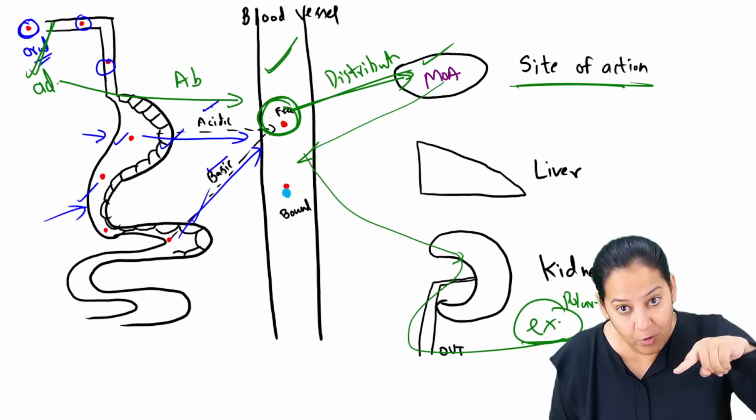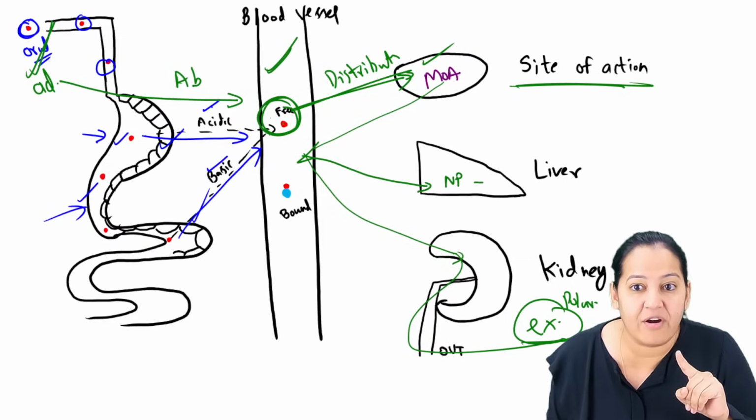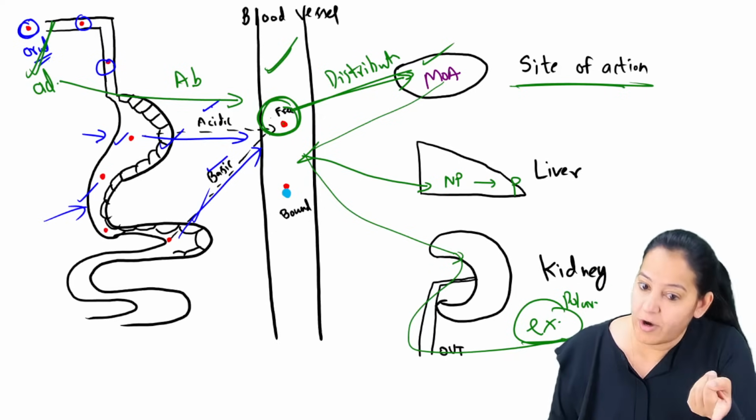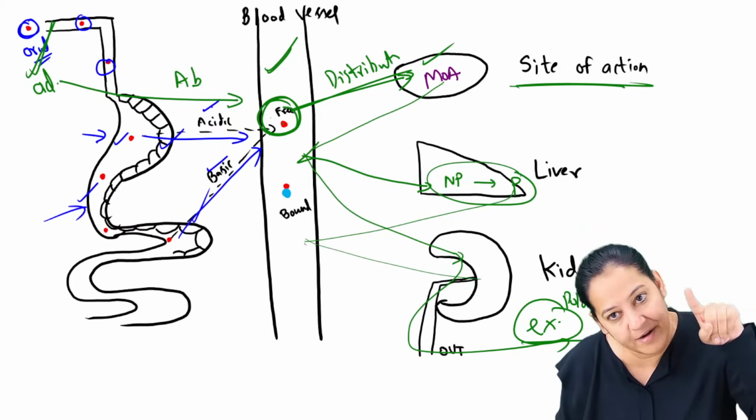So before they go in the urine, they should go in the liver. In the liver, the non-polar drug gets converted into polar. The liver has enzymes, and these enzymes convert non-polar drug to polar drug. Then the polar drug will again come in blood, and from blood it will go to the kidney.